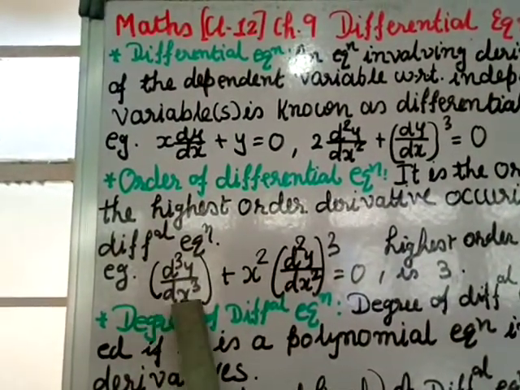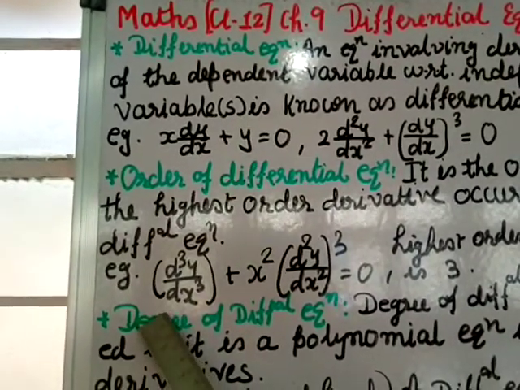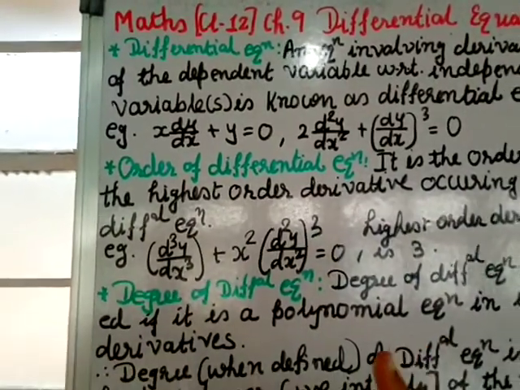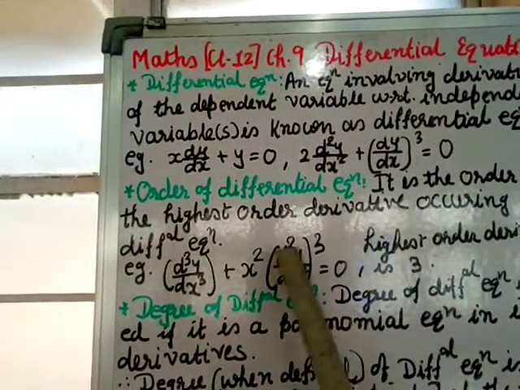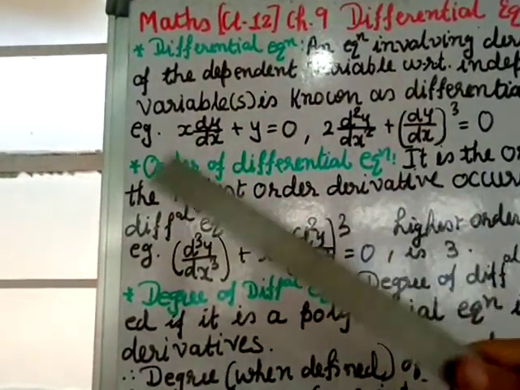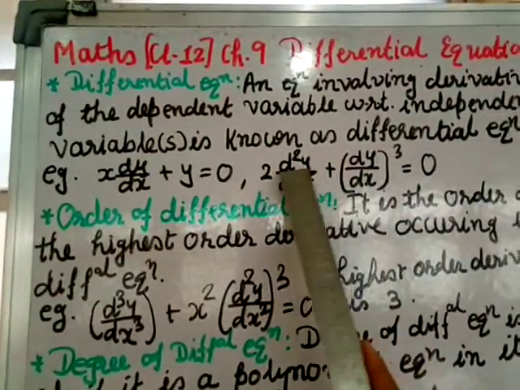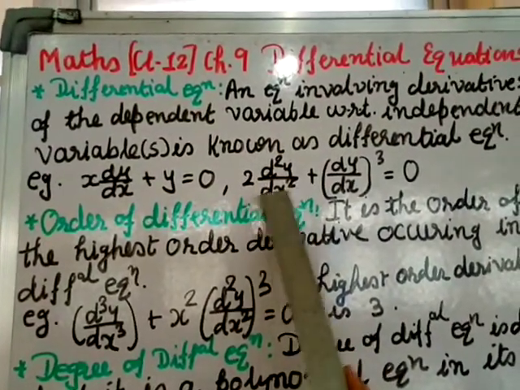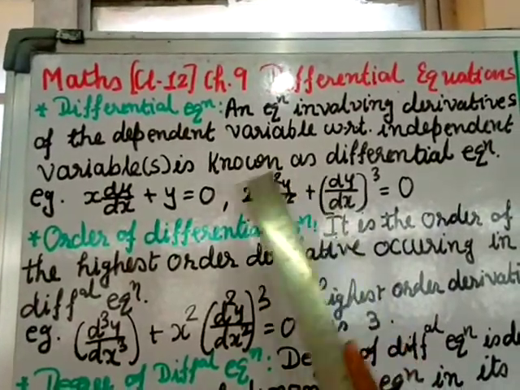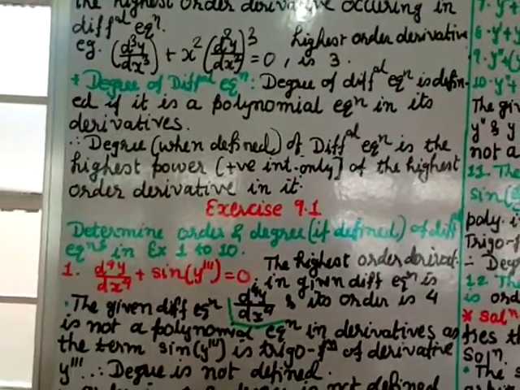Okay, d cube y by dx cube, so third order derivative. You have to look at the power of this. The power of this is 1. So the degree of this differential equation will be 1. Okay, it will be 1, not 3, because you have to see the highest order derivative. That power you have to check. If you check here, the highest derivative is d square y by dx square. So the degree of this equation also will be 1, because the power of this is 1. And here 1.